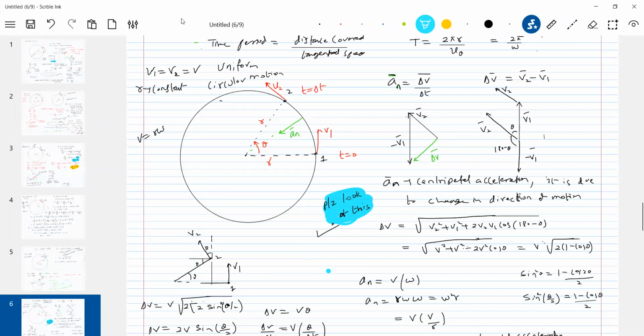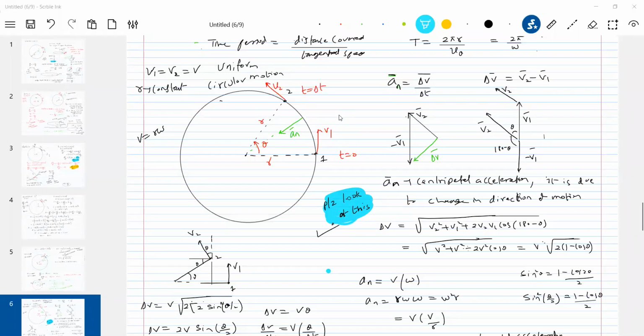Centripetal acceleration is purely due to change in direction of motion. It's over. "Particle moves with a constant speed, sir. How will it have acceleration?" Due to change in direction of motion. "Velocity constant, no acceleration will be there."